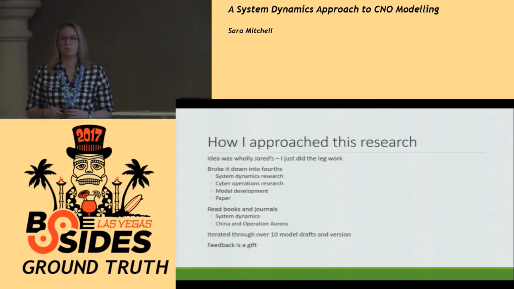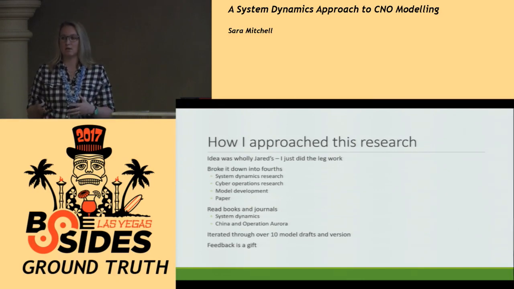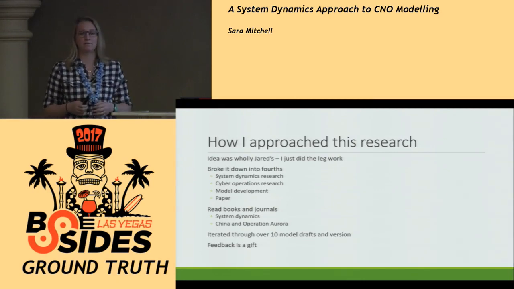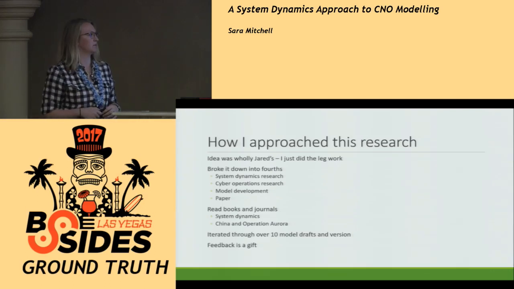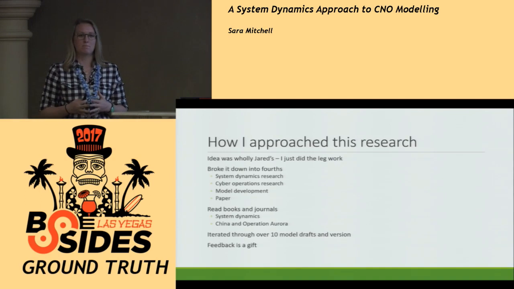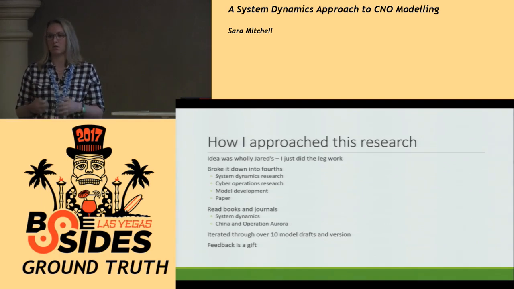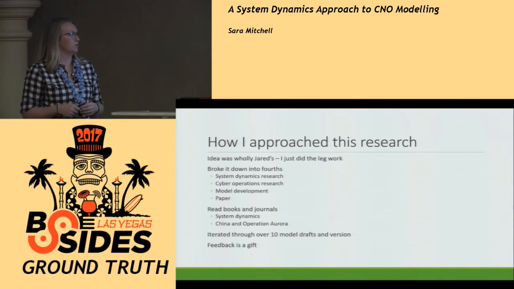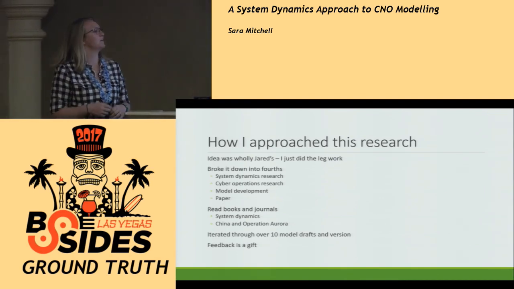So basically what the research looked like was a ton of textbooks. SD is a very formalized modeling system, and there are a ton of textbooks. They're very awful and very dry, but necessary to read to spin yourself up on a topic. And then I split that with China and Operation Aurora research, researching everything from white papers published by the likes of Northrop Grumman to online articles from threat intelligence organizations like Mandiant and FireEye. I iterated through over 10 model drafts. I think I'm on like 20 now, I think is the version number.